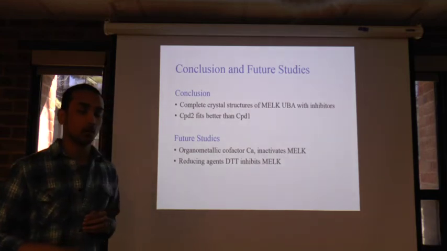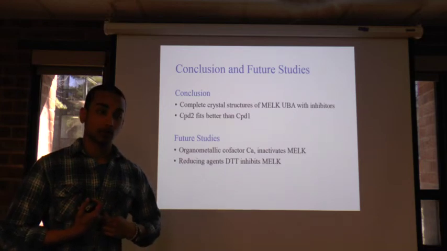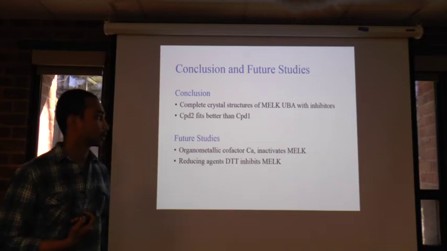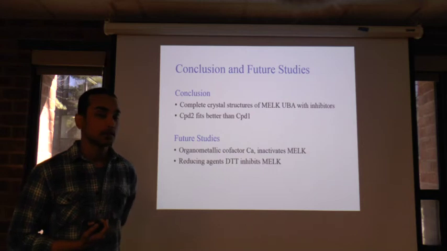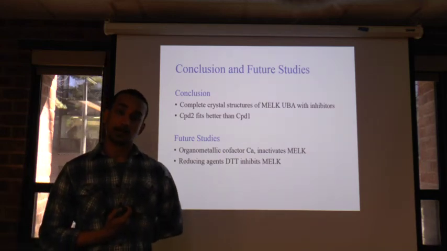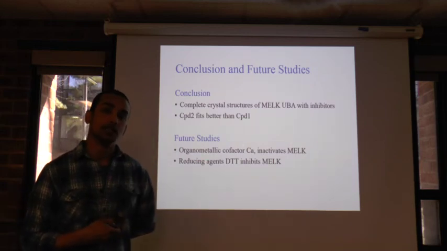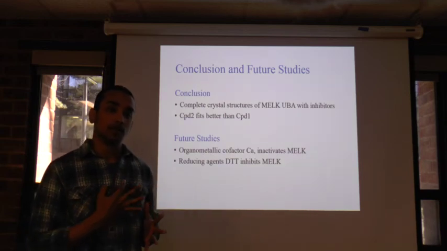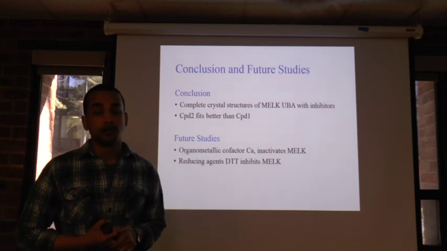For future studies, what could be done? They could look for biomarkers that are expressed when MELK is overexpressed. Also, the organometallic cofactor calcium, which is found to be a MELK inactivator, or reducing agents like DTT, which are also found to be MELK inhibitors, could additionally be used along with their inhibitors to see whether together they play any role or maybe inhibit MELK activity better.